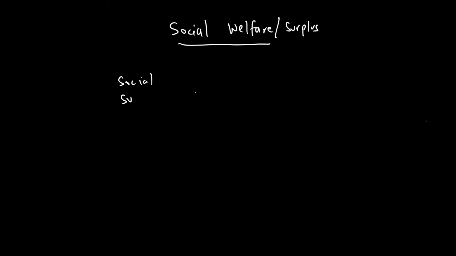In today's video, we'll talk about social welfare. What is social welfare? Well, social welfare is simply a sum of our consumer surplus and producer surplus. So when you look at social welfare, what we also call community welfare or social surplus, let's call this social welfare or surplus. So social surplus, we say, is a sum of consumer surplus and producer surplus.